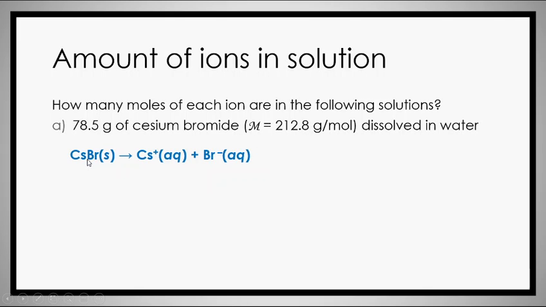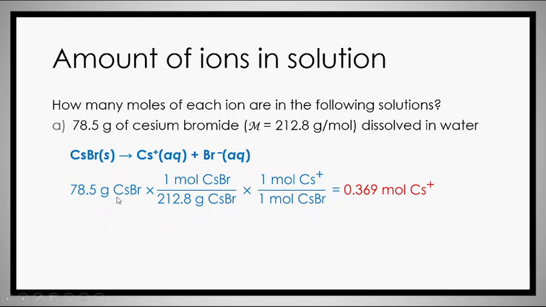Once we know the moles of cesium bromide, we can convert it into moles of cesium by using our one-to-one relationship that we have from our balanced chemical equation. So here we have 78.5 grams going to moles using the molar mass. Then we have moles of cesium bromide going to moles of cesium plus by using the one-to-one relationship determined. And so using the math, plugging into our calculator, I end up with 0.369 moles of cesium plus.